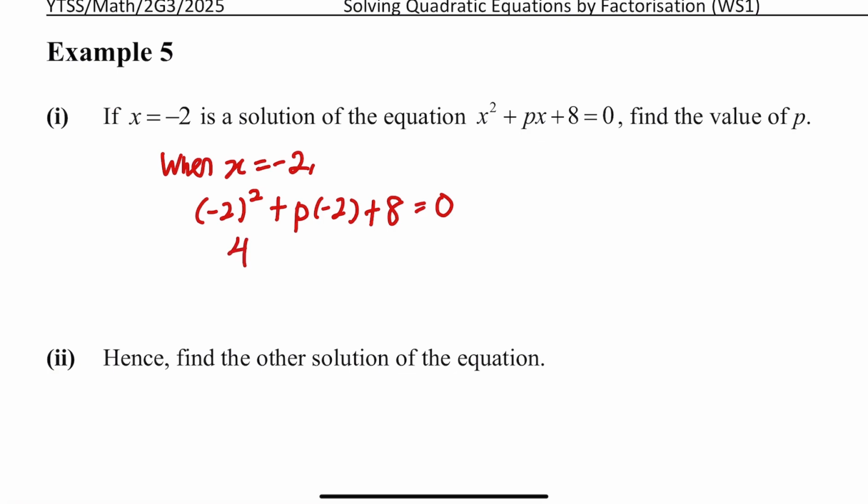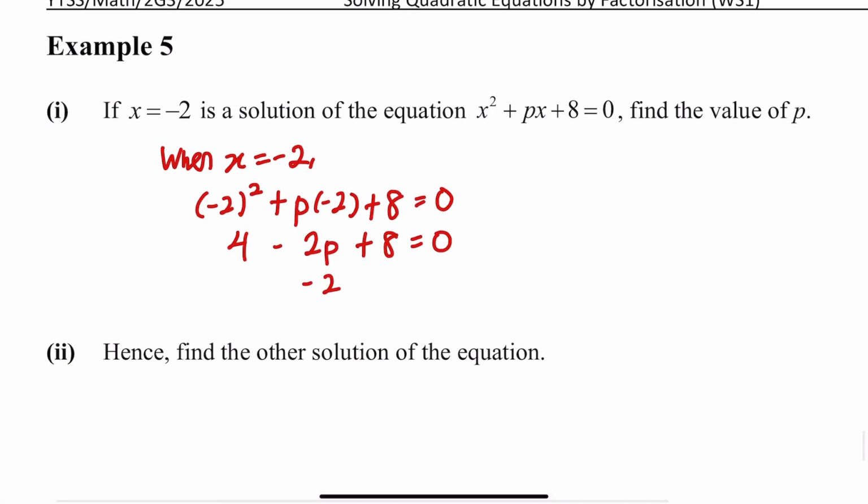I'll get 4 minus 2p plus 8 equals 0. From here I'll get negative 2p equals negative 12, so p equals 6. Okay, and this is for part 1. Hence, find the other solution of this equation.